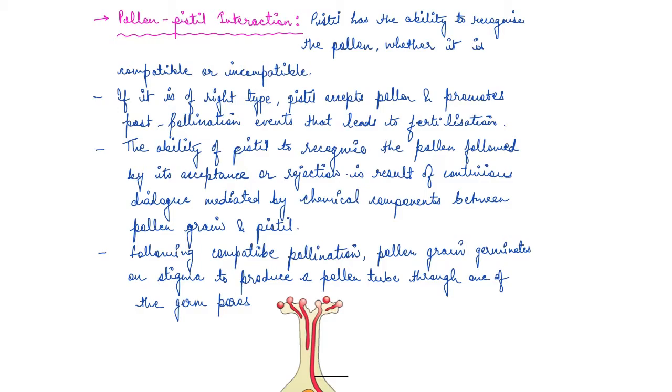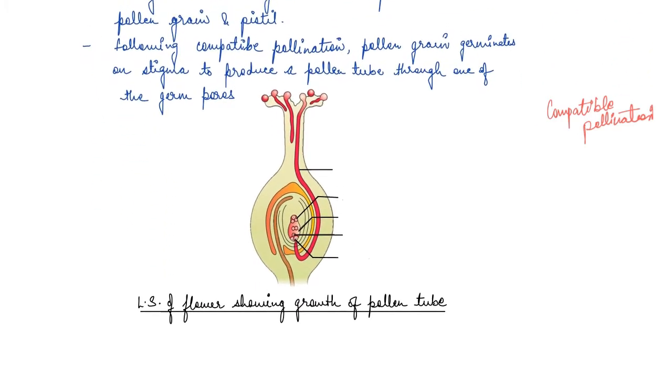So now what happens is, once compatible pollination occurs, the pollen grain germinates on the stigma of the pistil, and it produces a pollen tube through one of the germ pores. Now remember that I have shown you the diagram of a germ pore in the previous video. So if you have not gone through the previous video, please go through it first, okay?